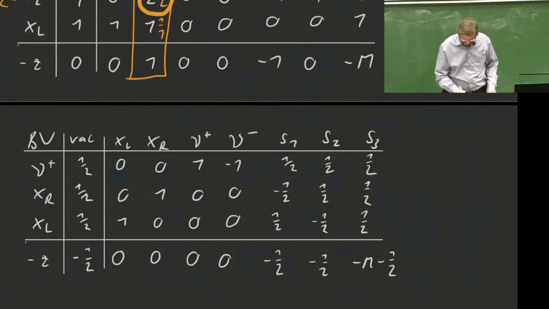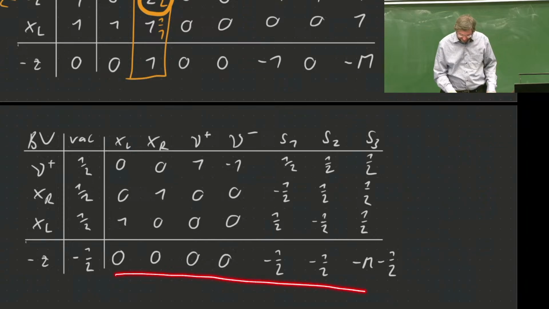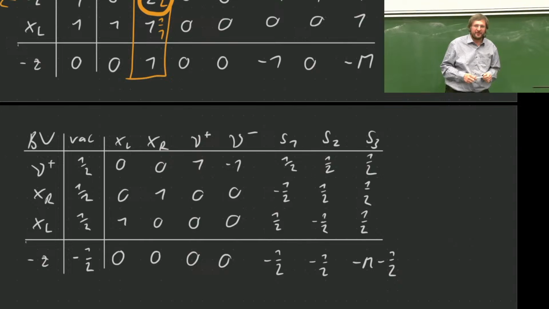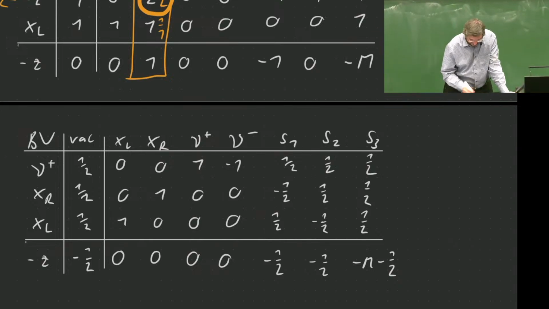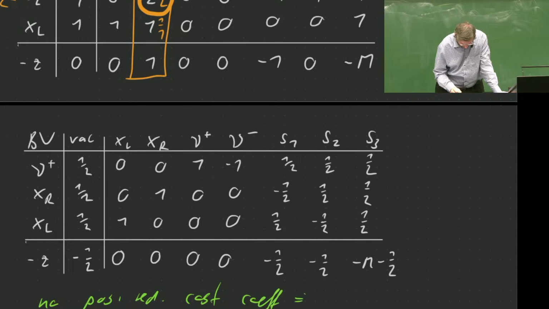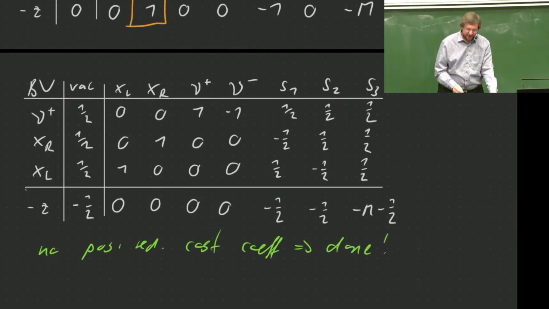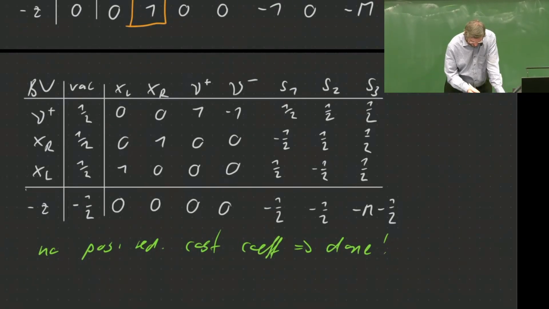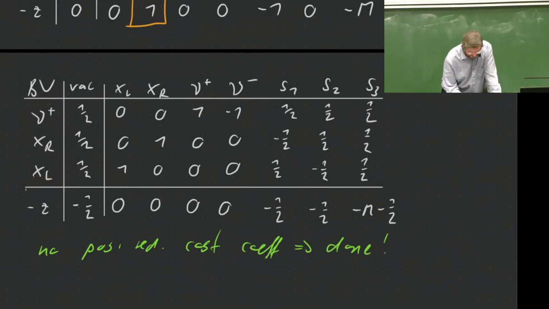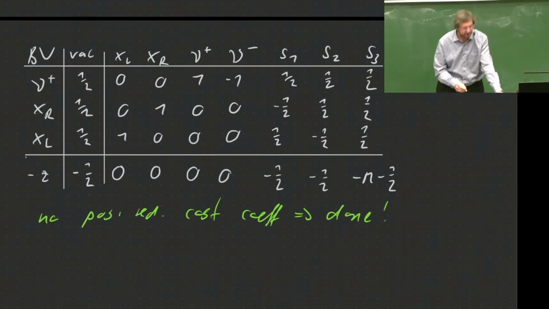So, finally, all of these coefficients are now 0 or negative. No positive reduced cost coefficient anymore. So we're done. And that means we can read off our solution. And we basically have these variables here. Those are the basic variables. So those might not be 0.